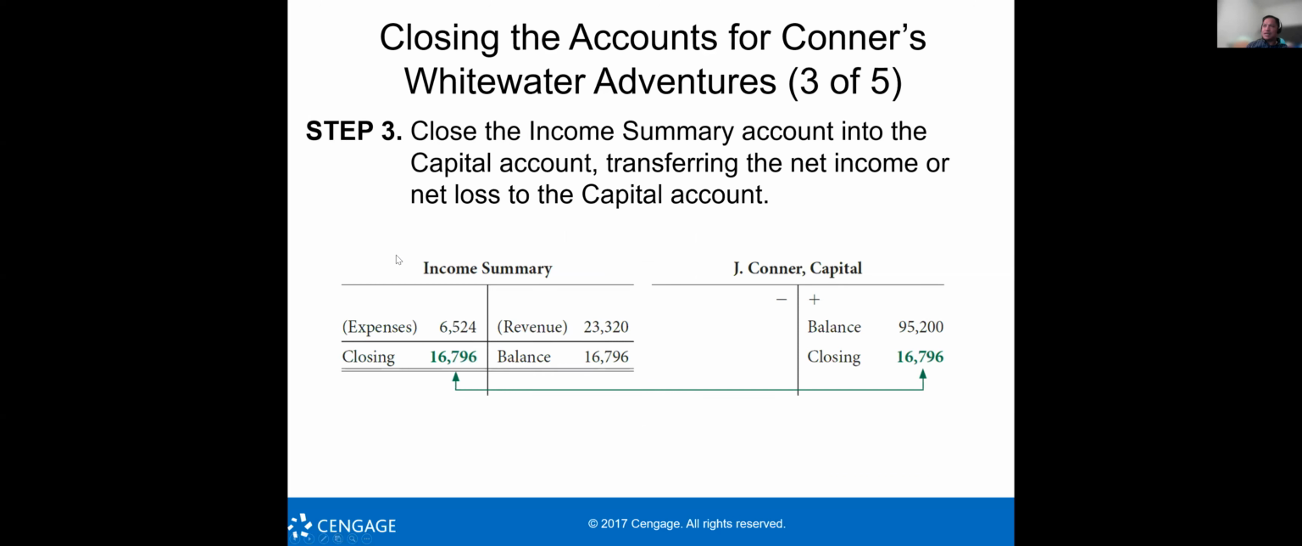Now we need to close the income summary account. By closing the credit balance of 16,796, we have to debit income summary with the same amount and close it to the capital account. Originally your capital has a balance of 95,200. You perform the closing entries for income summary. You credit capital 16,796. So you know that this is a net income because, as you can see, it increases your capital. You have a beginning of 95, closing of 16, so it increases your capital account.